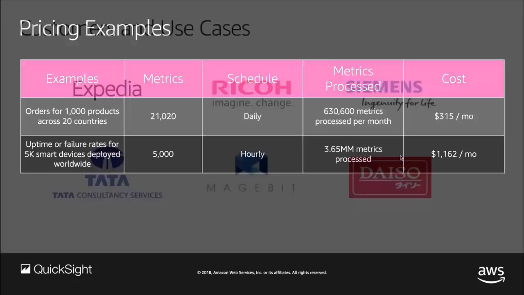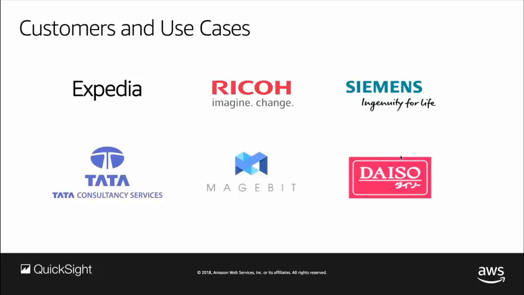And here are a few examples of the customers that are using ML Insights and anomaly detection. One thing you'll notice is that these customers come from very different industries and verticals. With Expedia, for example, they're using anomaly detection to monitor booking rates on their website to continuously provide travelers with the best offers in their search experience. Siemens is another example where they're looking at the health of the hundreds of machines used in their supply chain and manufacturing process. And with Daiso, they're using QuickSight to better understand sales trends across thousands of products sold in thousands of different retail stores worldwide.